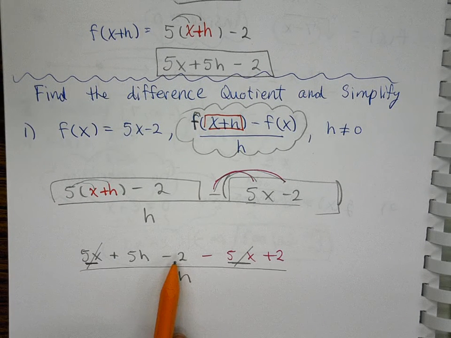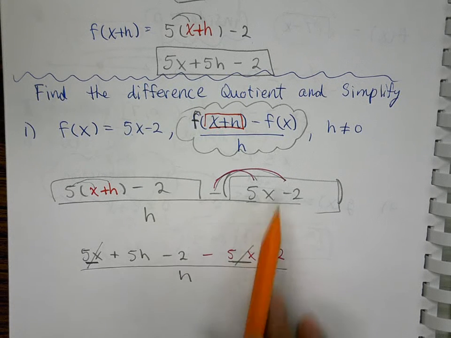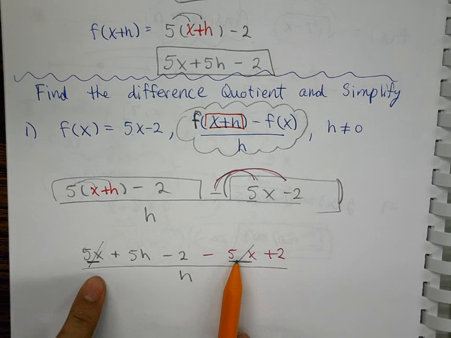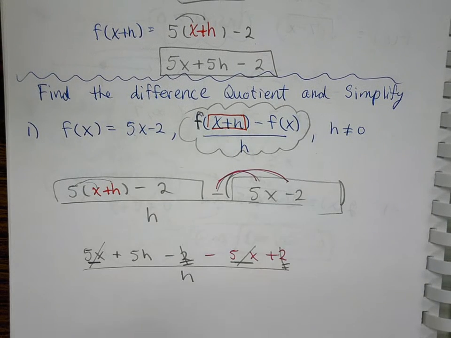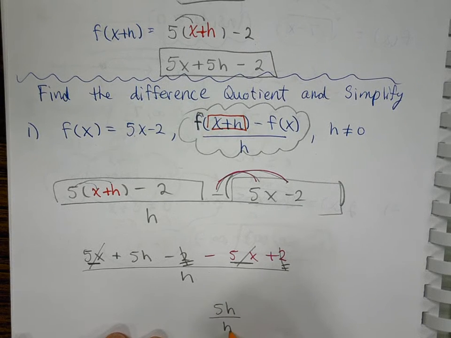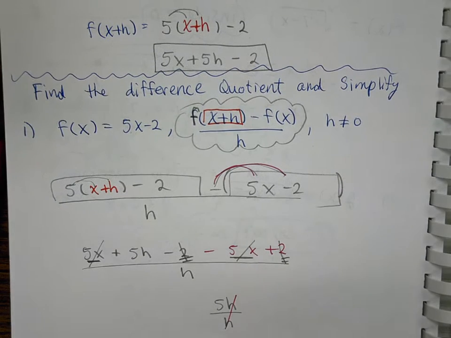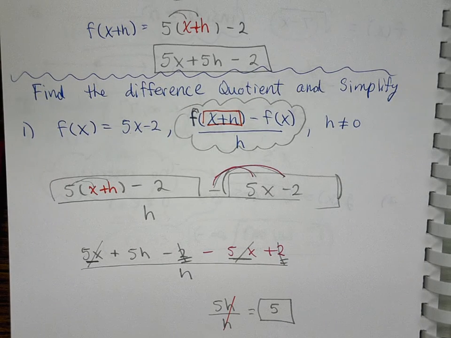I'll just review what I've done so far. 5x plus 5h minus 2 stays by itself. Distribute the negative. Negative 5x plus 2. Combine like terms. Cross out. Negative 2 and positive 2 cross out, and that leaves me with 5h over h. The h is crossed out, and it leaves me with 5. 5 is my final answer.